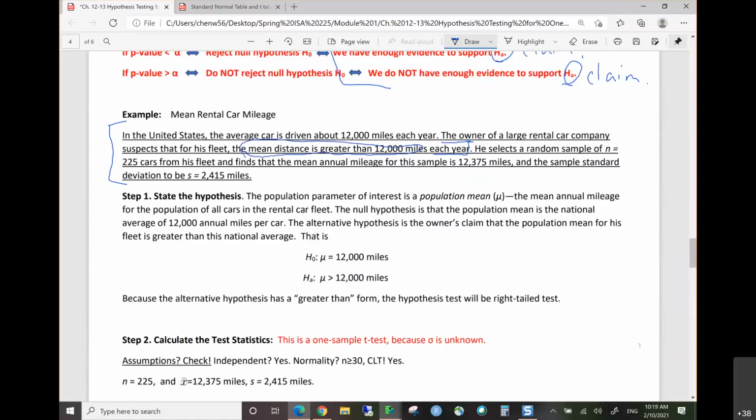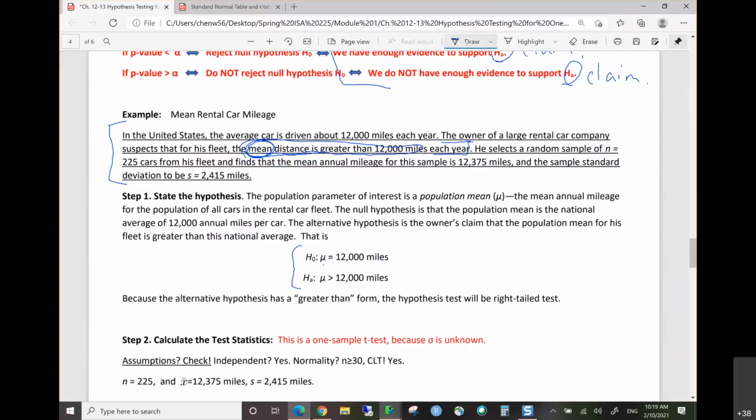So how can we state that? First, we need to decide it is about the mean, not about the proportion, right? So that means we are testing the mean. Next, we want to test whether the mean distance is greater than 12,000 miles. That will be our alternative hypothesis, right? And then correspondingly, the null hypothesis will be mu equals our claimed value, right? So in this case, actually, we are done with our first step, right? Our first step is already done.